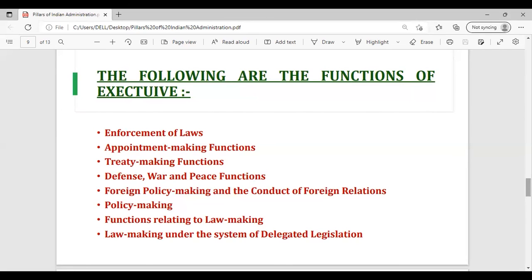Next is lawmaking under the system of delegated legislation. The system of delegated legislation has considerably increased the lawmaking role of the executive. Under this system, the legislature delegates one of its lawmaking powers to the executive. The executive then makes the rules on the basis of these powers. The amount of delegated legislation made by the executive far outweighs the laws passed by the legislature.